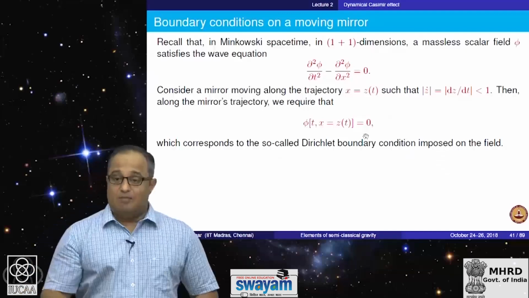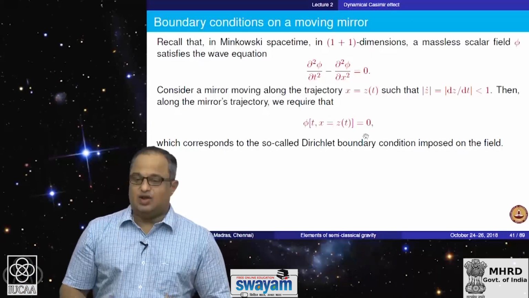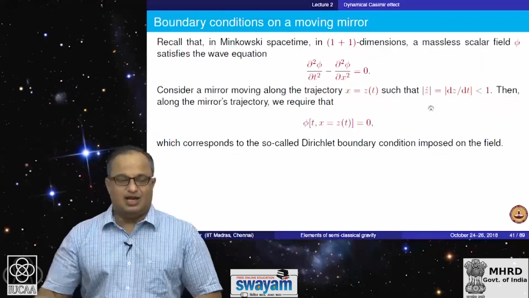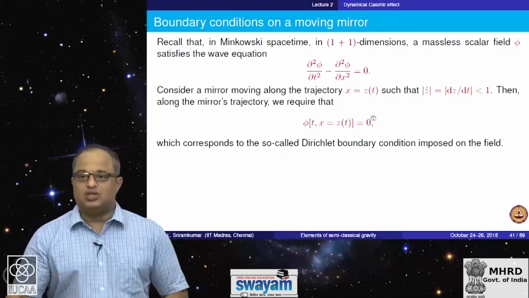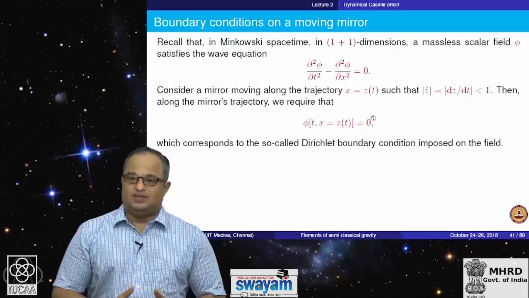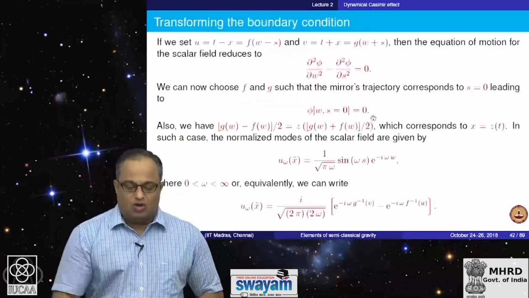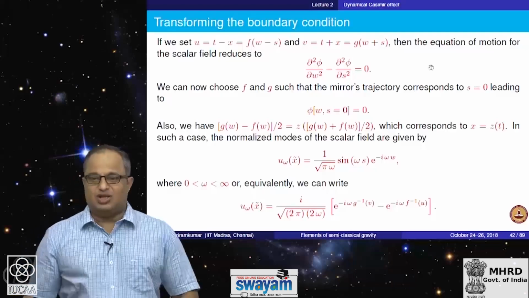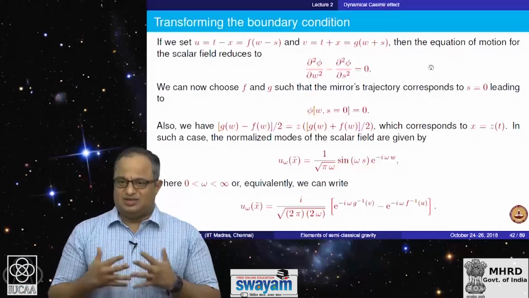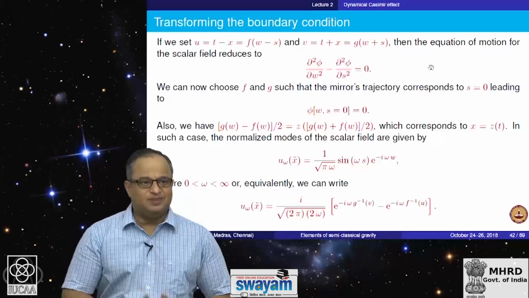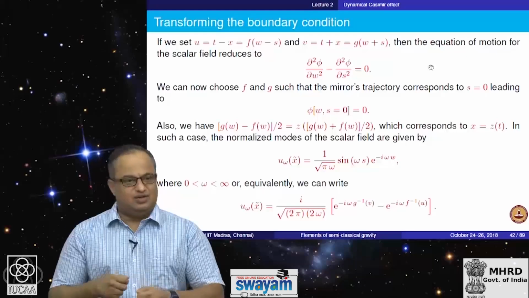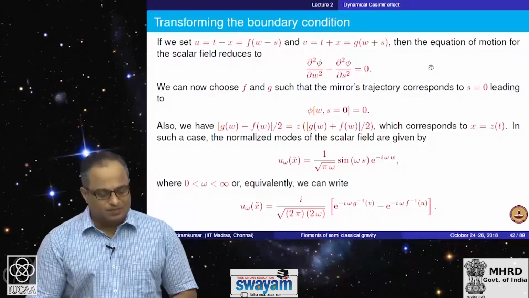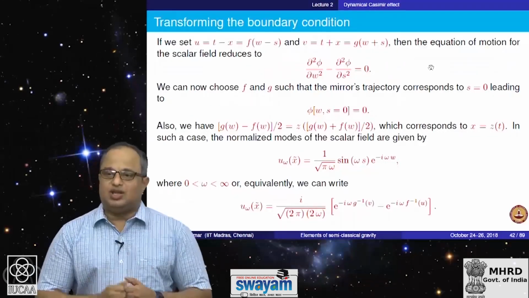Here you have a moving mirror which is described by a trajectory z of t, and remember we are working in units where c is 1, so z dot is the velocity and it has to be less than 1, and we need to impose this boundary condition on the modes. So how do we go about doing that? Well, one can carry out these transformations. In 1+1 dimensions, you are considering a massless field. It is actually conformally invariant in 1+1 dimensions. That is, the action of a massless scalar field is invariant under conformal transformations in 1+1 dimensions. You can show that. And this property allows you to construct the modes.